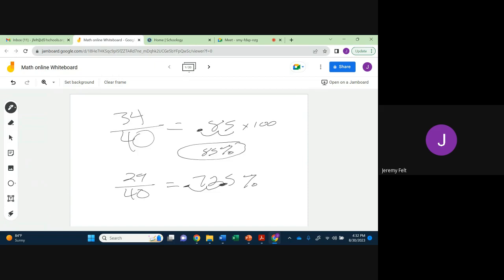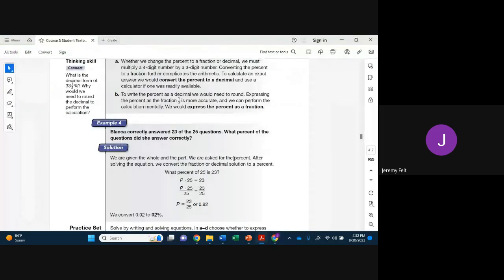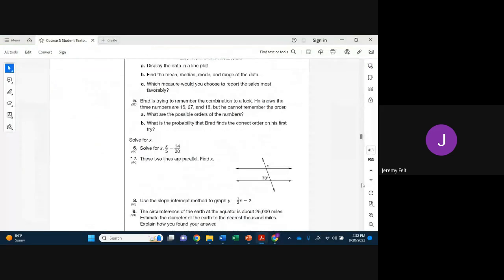So again, there's a quick way. If you get a test back, take the number you got correct out of 40, do the division, and then multiply by 100 or just move the decimal 2 places to the right. And that'll tell you what percentage you got. We'll go over those practice set problems together.